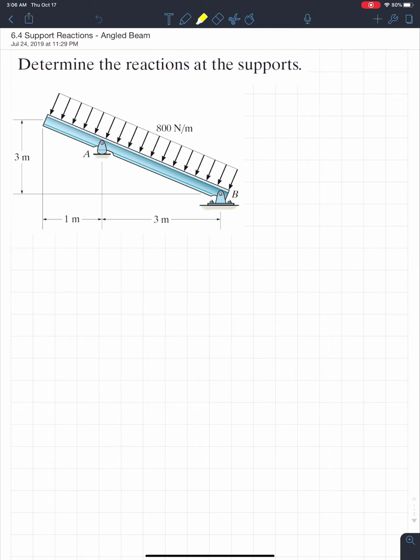Think of our roof truss. That'd be the best kind of example. The beam goes up at an angle. So how do we deal with that? This tutorial will hopefully show you what we do when it's at an angle.